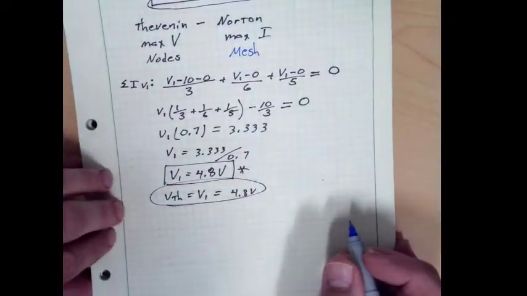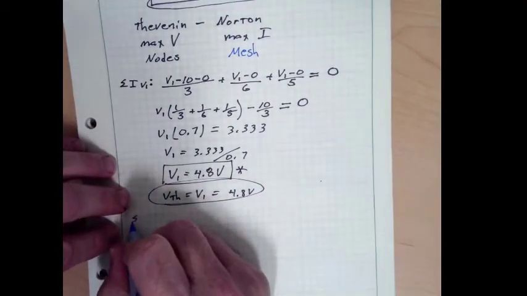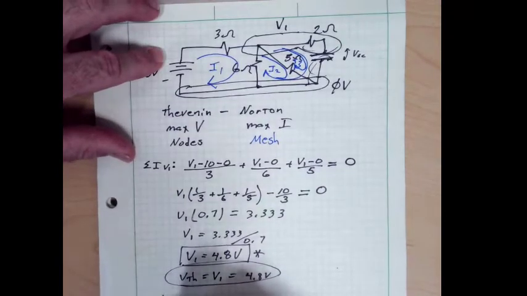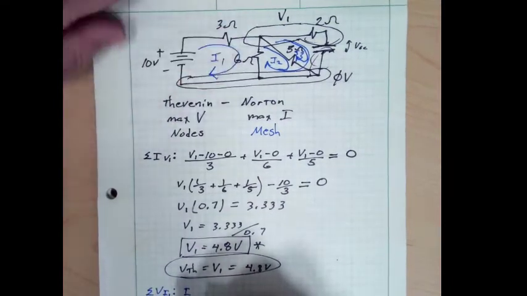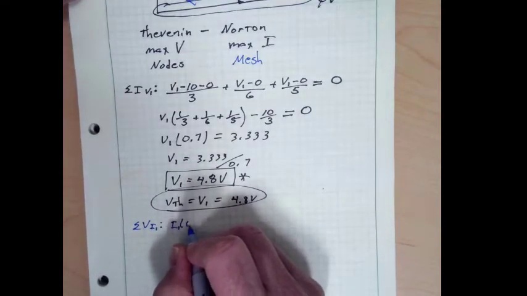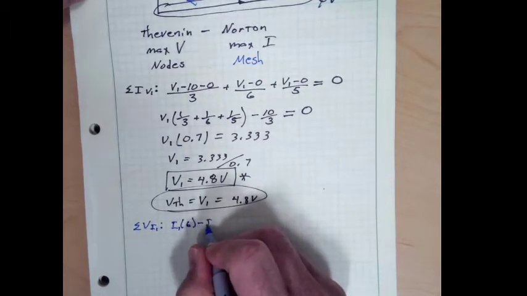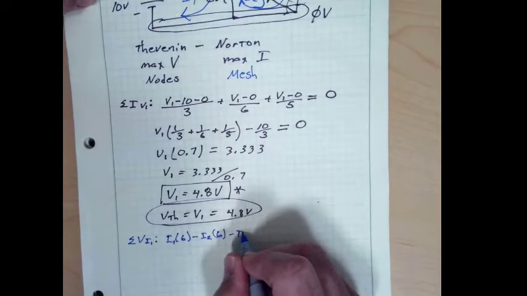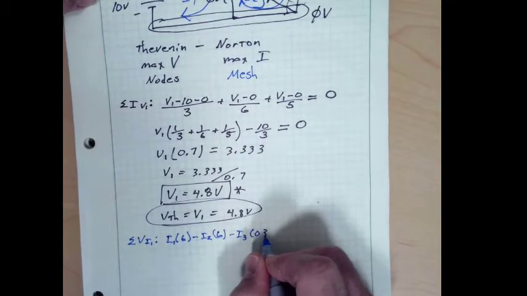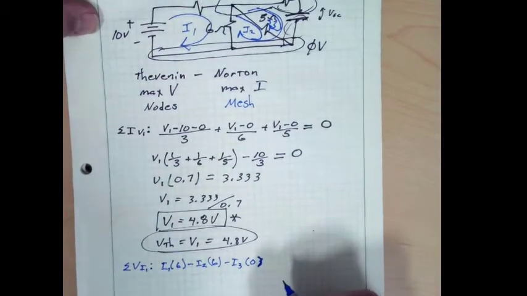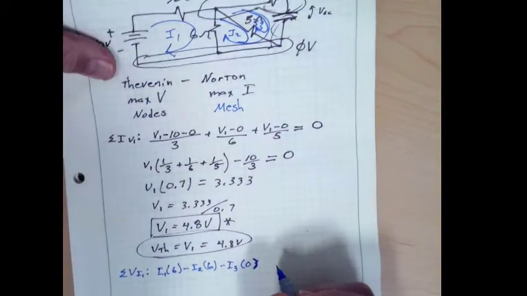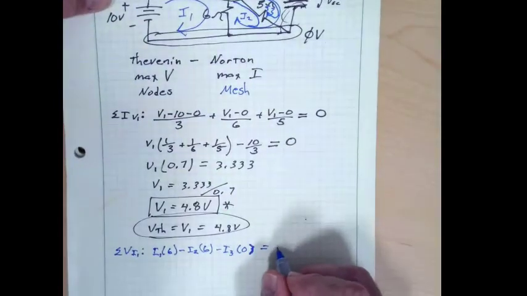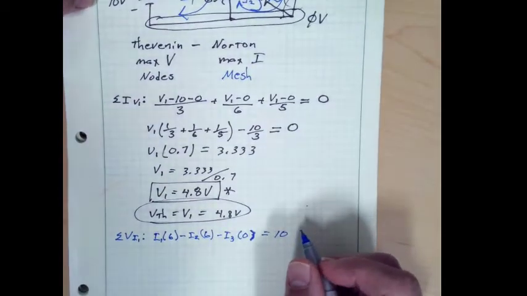So we sum voltages to find a current. So we sum voltages for loop 1. We've got an I1 times 3 plus 6, minus I2 times 6, minus I3 times 0, because I3 does not touch that loop here on the left. It's isolated from it. We have a minus 10 volts. Take that to the other side, and it becomes a positive 10 volts. So we have one equation.